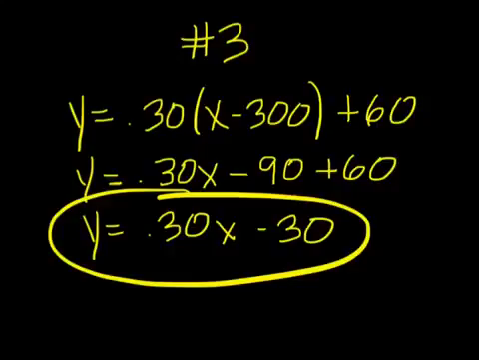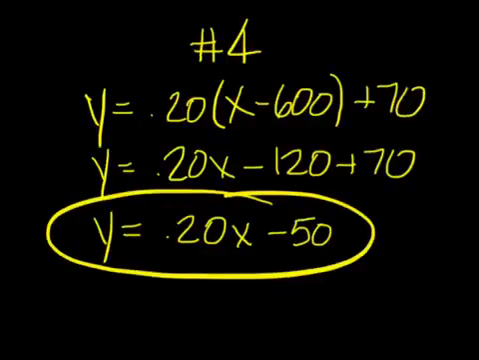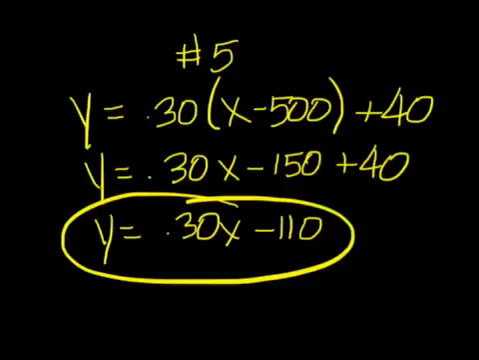For number 3, it's going to be y equals 0.30 x minus 30. If you have just 0.3, that's fine too. Number 4 is y equals 0.20 x minus 50. And on number 5, it's y equals 0.30 x minus 110.